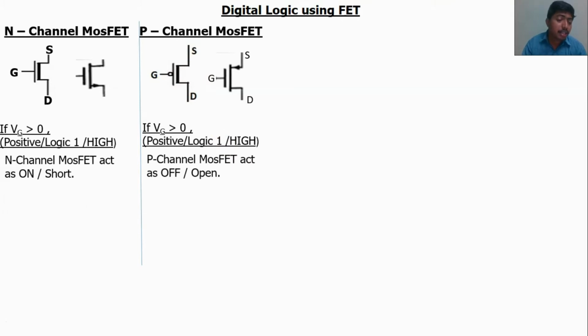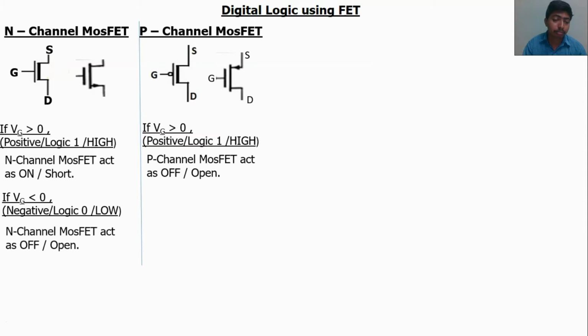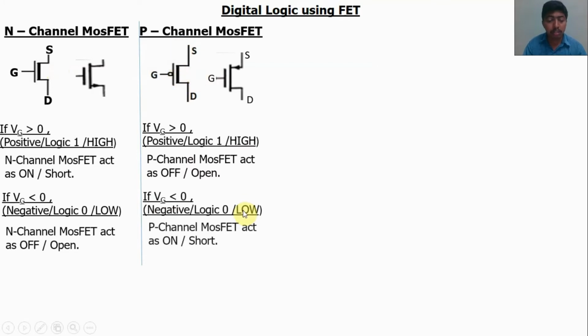Second case: if negative voltage is applied, negative voltage means logic 0. When logic 0 is applied to the N channel, the same polarity repels, the electrons repel, there is no conduction here. So the N channel MOSFET acts as off. If negative voltage is applied to the P channel MOSFET, the negative voltage and positive holes, being opposite charges, attract each other. So all the holes are attracted here, the channel is formed, so it acts as on. This is the basic operation. You should know this operation.